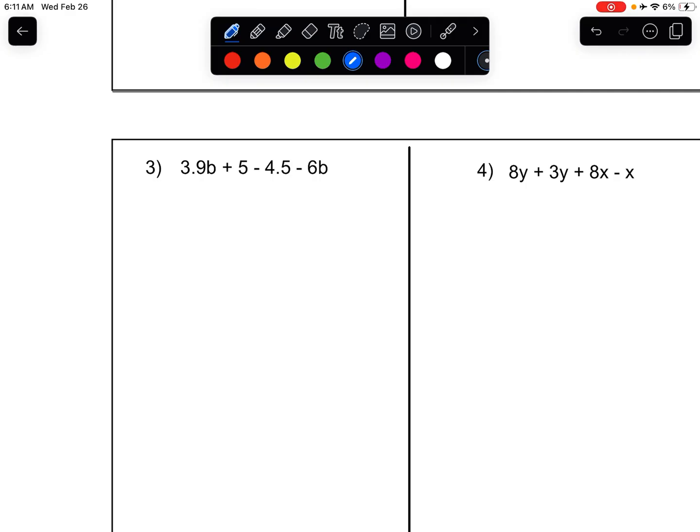All right, now we can do these when they have decimals or when they have fractions as well. And sometimes you'll have a combo of both of those. You might have whole numbers, decimals and fractions all together in one expression. So let's take a look at one with some decimals.